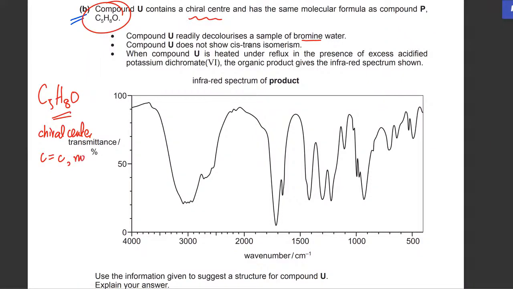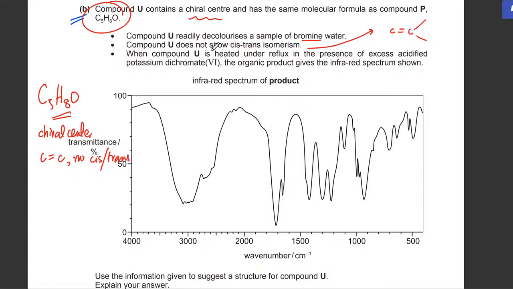Single bond होगा. नहीं, मतलब double bond तो होगा, but both sides would be the same. Like if it's... yes, symmetrical होंगे. Well, symmetrical नहीं होंगे, but the two groups that are attached to the carbon in the double bond would be the same. So it's got a double bond that does not make cis-trans, right? Is that clear?